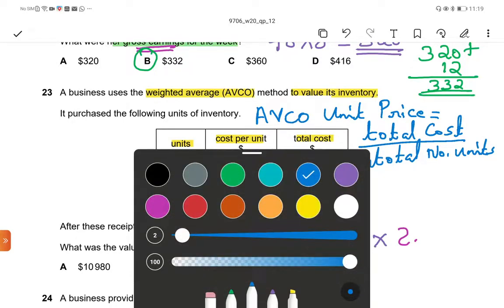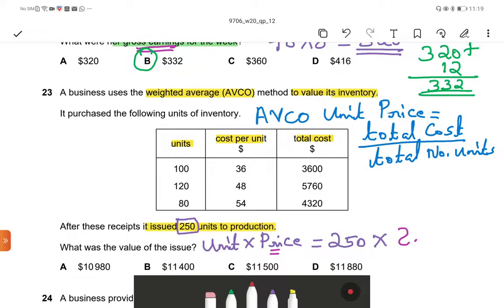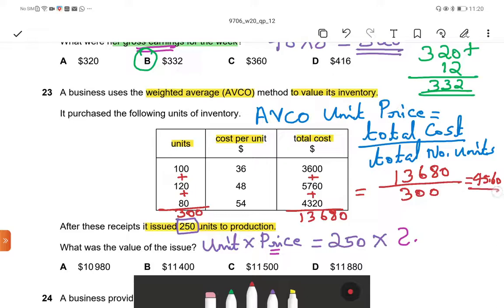Here, what is the total cost and total number of units? Total cost is given: 3,600 plus 5,760 plus 4,320. The total is 13,680. What is the total units? 100 plus 120 plus 80 is equal to 300. So we apply this into the equation. Total cost 13,680 divided by 300 is equal to 45.60. That is the unit price.